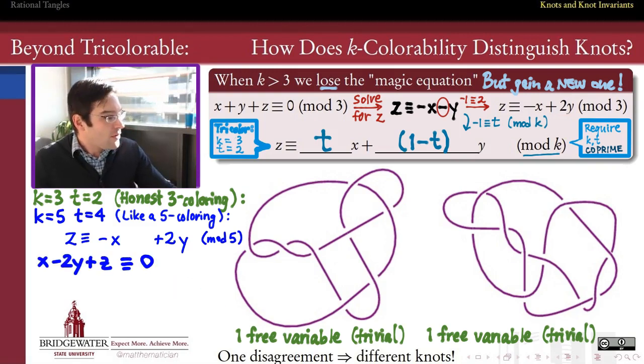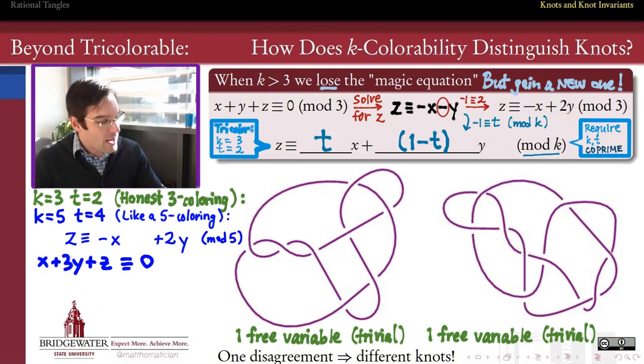Okay, so it means that each of the linear equations that are going to build my system are all going to look the same. It's all going to look like x minus 2y plus z is congruent to 0, mod 5. So each one of the rows in my matrix is going to have a 1, a negative 2, and a 1, and where those appear depends on which arcs are incident at that crossing. We could also, instead of a negative 2, think of this as being a 3.